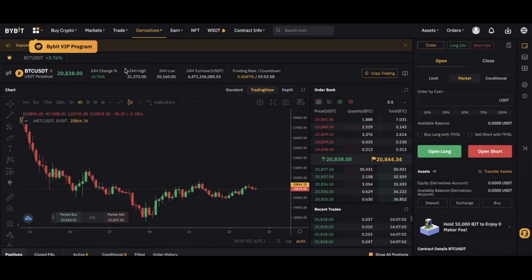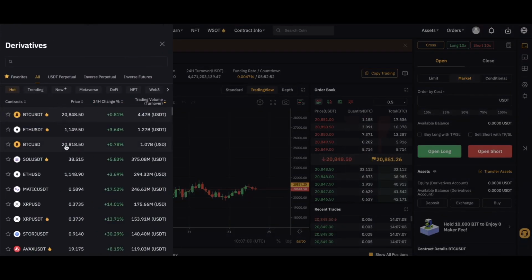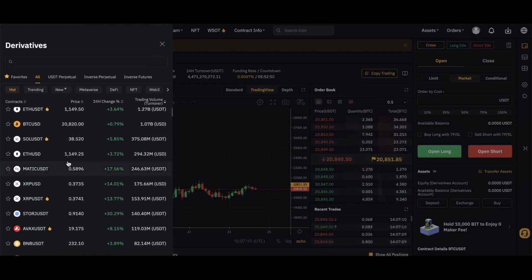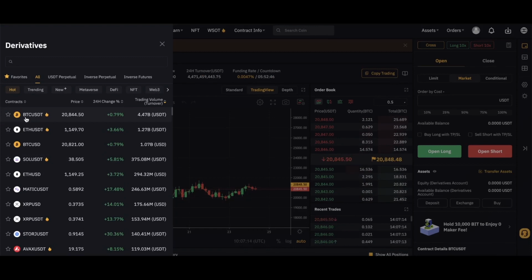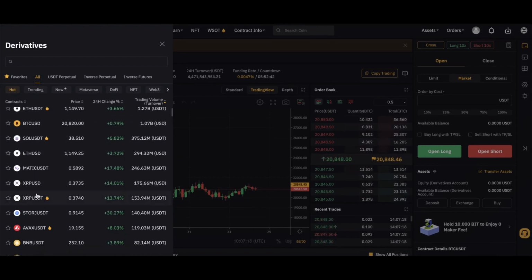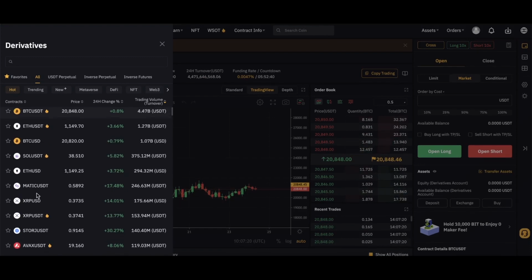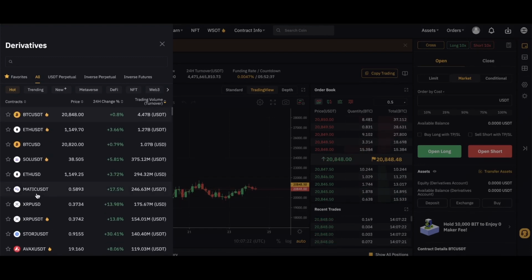Also, when you are here at the trading overview, you can go to the BTC logo. There you can also change to trade with altcoins. So you can see here that you can trade Bitcoin, Ethereum, Solana, XRP. So you can also trade all of the altcoins. You can make it your favorites. You can sort it by price, by the changes, or by the trading volume.